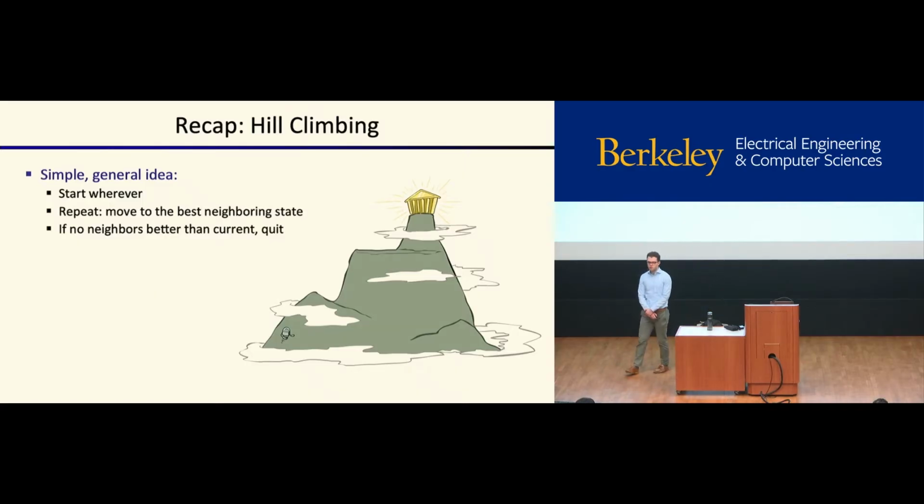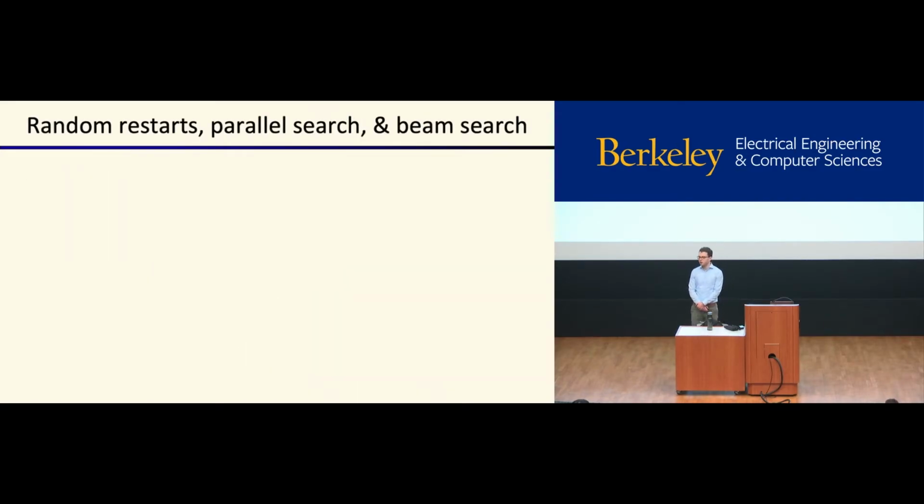We also talked about some upgrades to this. Simulated annealing lets us make sideways moves or backwards moves, like downhill a little bit, and we can do that with some probability according to a temperature. This can help us avoid some local minima, or local maxima, I should say. And then we talked about some other upgrades we could make, like random restarts, parallel search, and beam search.